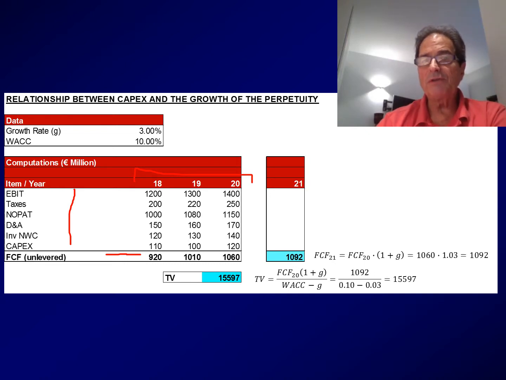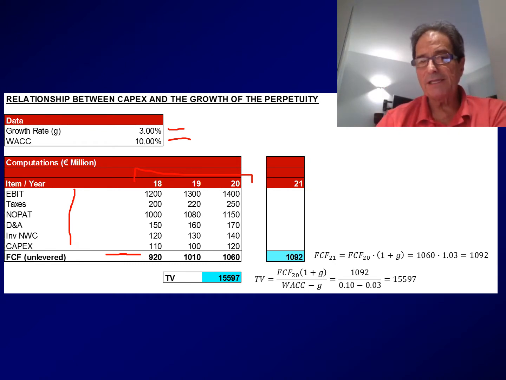Starting in year 21, then we are going to assume a perpetuity that will represent the terminal value in year 20. And for this, we are going to assume a growth rate for the perpetuity of 3% and a WACC rate, which is the discount rate that we are going to use to discount the cash flows, of 10%.